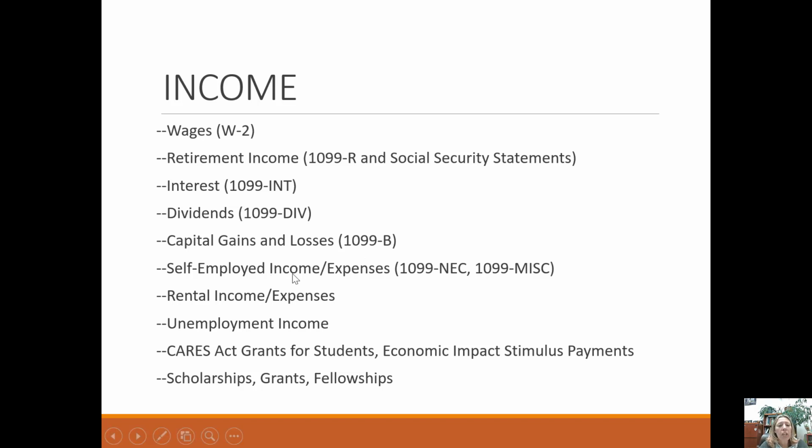Okay. We're going to look at self-employed income and expenses. Typically we see income reported on what they call a 1099-MISC, or a 1099-NEC, non-employee compensation. This is brand new for 2020. When you have folks who only have non-employee compensation, so you're paying them as an independent contractor, then you use the 1099-NEC form. Any other kind of miscellaneous income that needs to be reported, like rents and royalties, would go on a 1099-MISC.